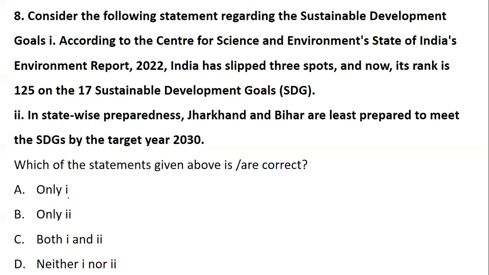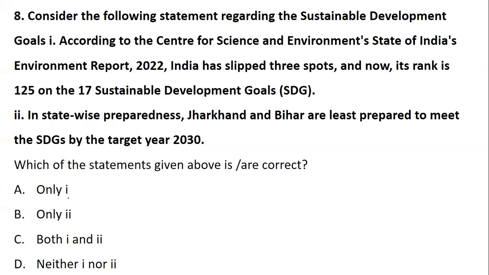Then we have a statement regarding sustainable development goals. According to the Centre for Science and Environment's State of India's Environment Report 2022, India has slipped 3 spots and now its rank is 125th on the 17 sustainable development goals. In state-wise preparedness, Jharkhand and Bihar are least prepared to meet the sustainable development goals, whose target is 2030. The question is about sustainable development goals, which is an important part of your people, development and environment topic, and it is talking with respect to India.